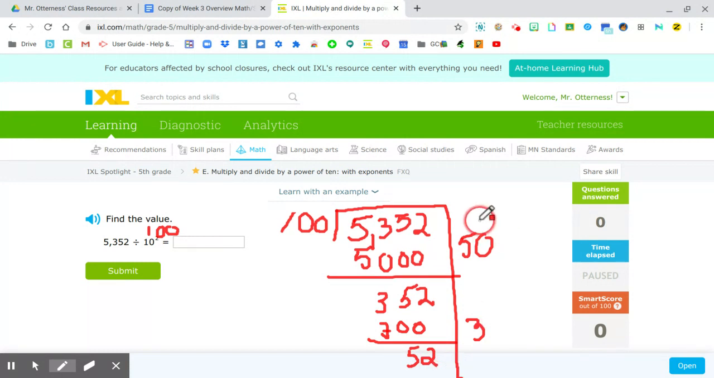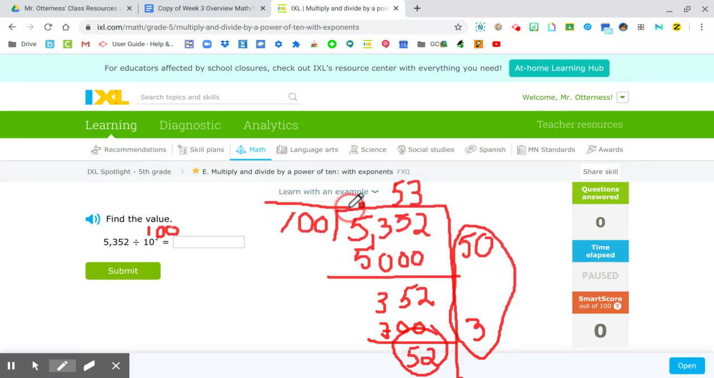What we find is that we've got a total of 53 groups, right? That is the amount of even groupings of 100 that we can make out of 5,352 jelly beans. So of course we can put the 53 right there, okay? And what's left over is 52, and if our total that we're counting by is groups of 100, well then the remainder is 52 100ths.